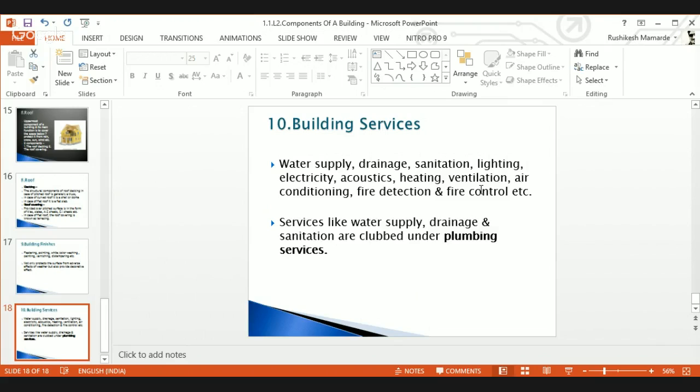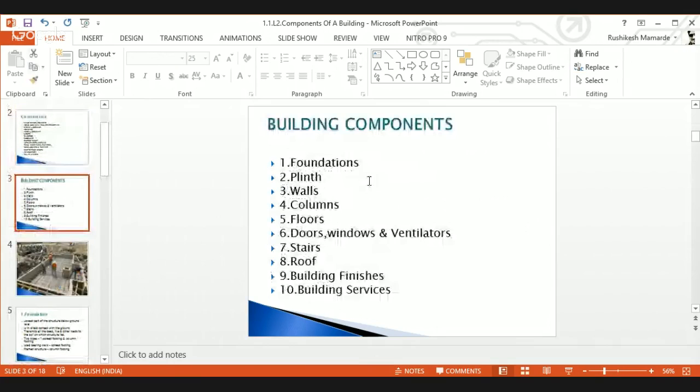Then the heating, insulation, then ventilation, air conditioning, fire detection, fire controls, all these things fall under the category of building services. Services like water supply, drainage, and sanitation are clubbed under plumbing services. So we have covered all the 10 building components. These are foundations, plinth, wall, columns, floors, doors, windows and ventilator, stairs, roof, building finishes, building services.